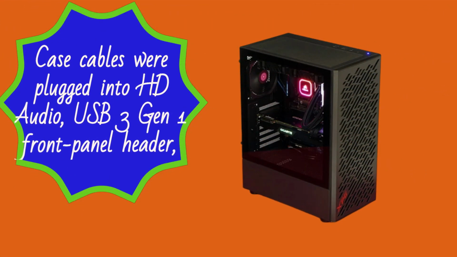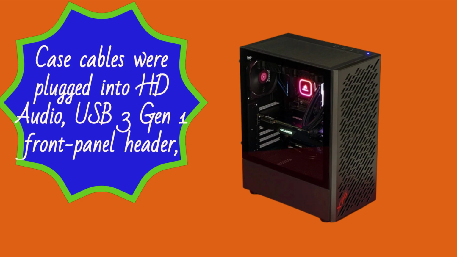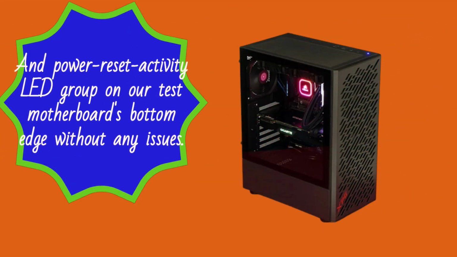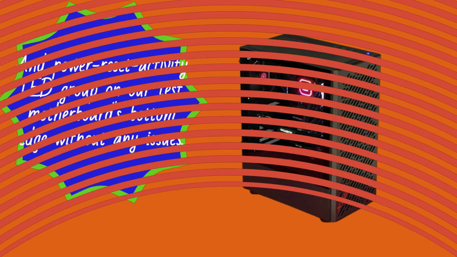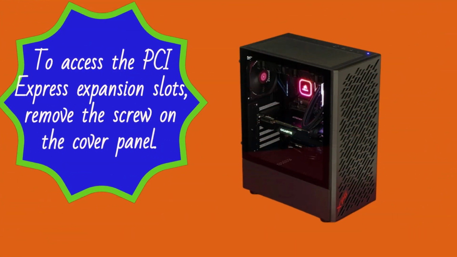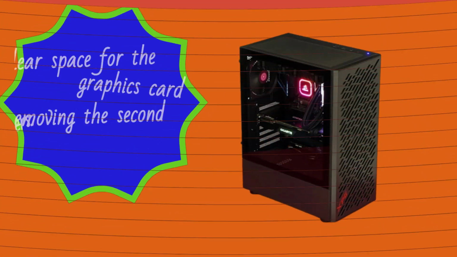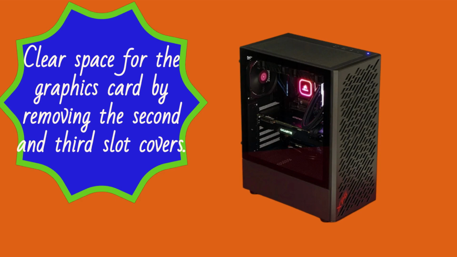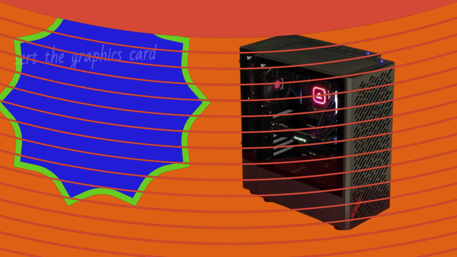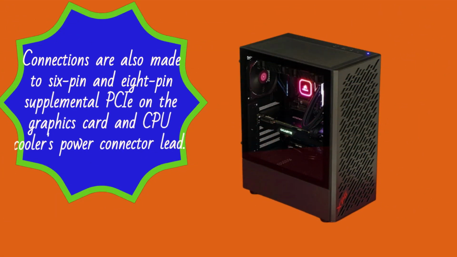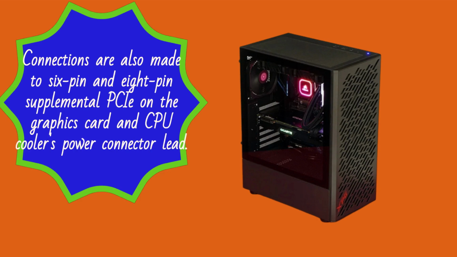Case cables were plugged into HD audio, USB 3 Gen 1 front panel header, and power reset activity LED group on our test motherboard's bottom edge without any issues. To access the PCI Express expansion slots, remove the screw on the cover panel. Clear space for the graphics card by removing the second and third slot covers. Insert the graphics card through the left side opening and power supply through the right side opening. Connections are also made to 6-pin and 8-pin supplemental PCI on the graphics card and CPU cooler's power connector lead.